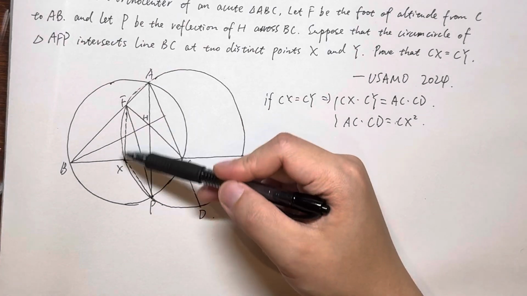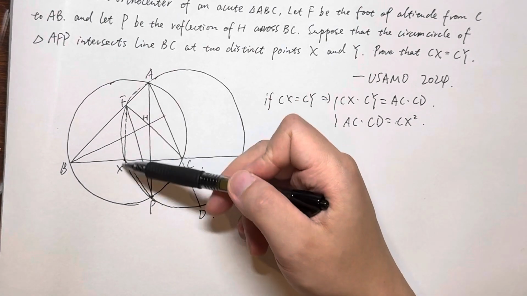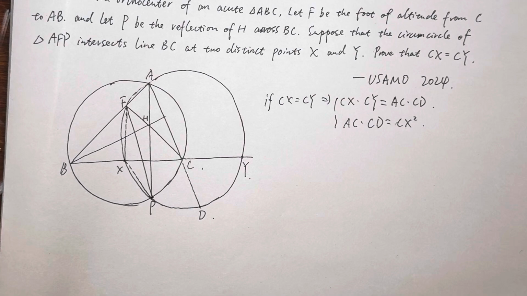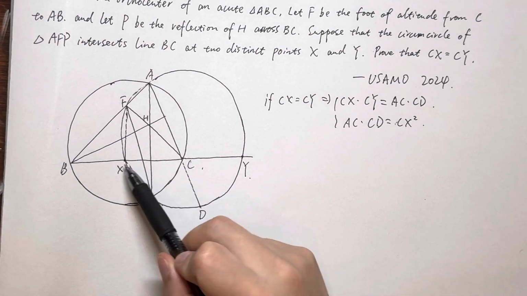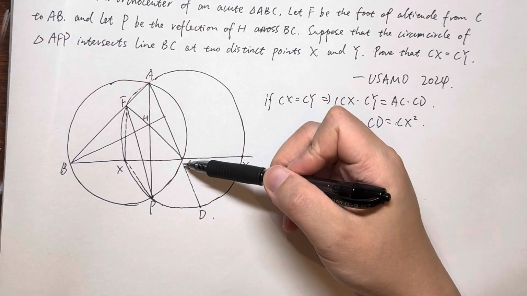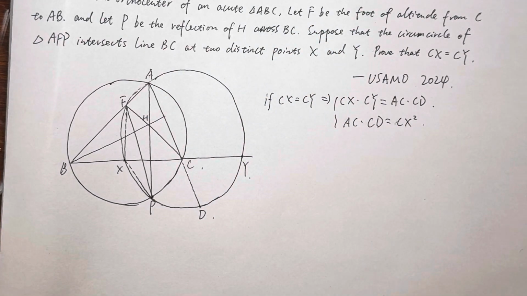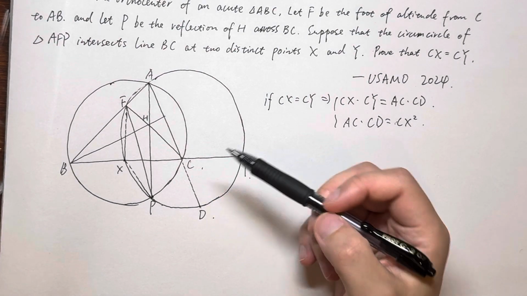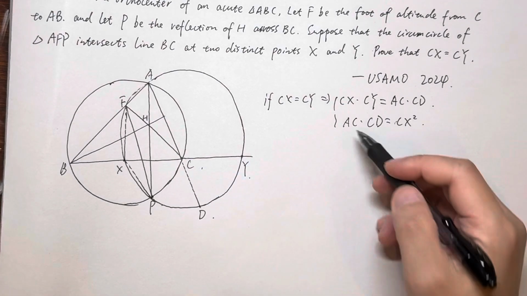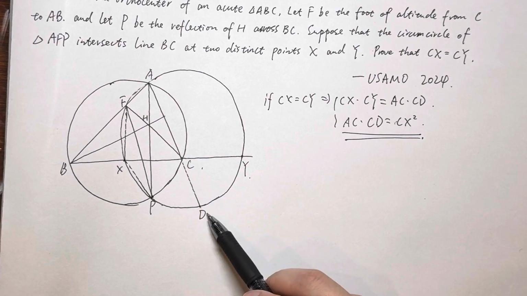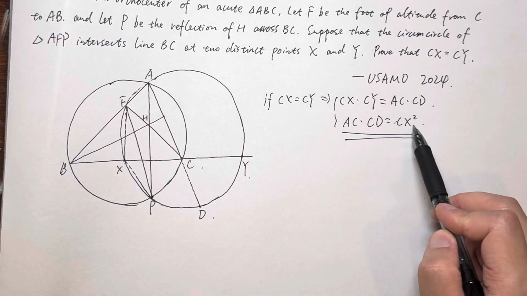So let's just connect XF and XP. All we can get here looks like nothing, right? Just because we want to find the CX, we want to find the relation of AC, and we want to find the relation of CD. So it's actually giving us a little hint: just look at the format of this one. AC times CD equals CX squared.